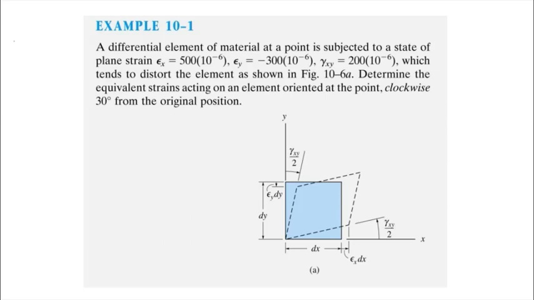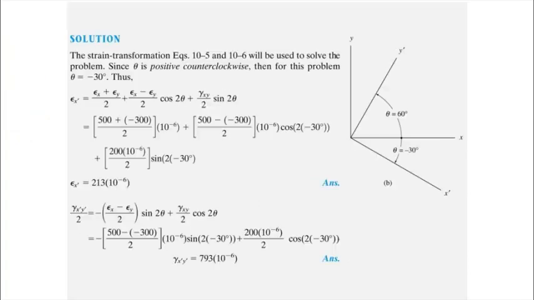So what we have is strain x is 500 microns. Normally we write it using mu, the Greek letter. Strain y is minus 300 microns and gamma xy is 200 microns. Okay, it's mu. Now it says determine the equivalent strains acting on an element oriented at a point clockwise 30 degrees from the original position. Not diagram A, but rotated 30 degrees clockwise.